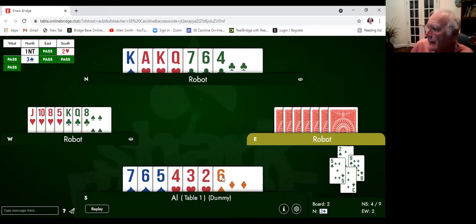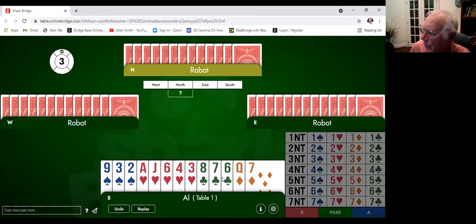Now, too bad that we didn't bid 4 spades. I'm not sure why we didn't, but we didn't. So sometimes you get the bear, and sometimes the bear gets you. Let's go to hand number 3.